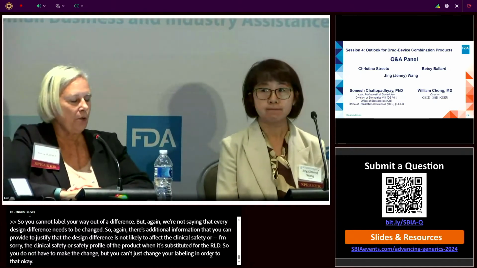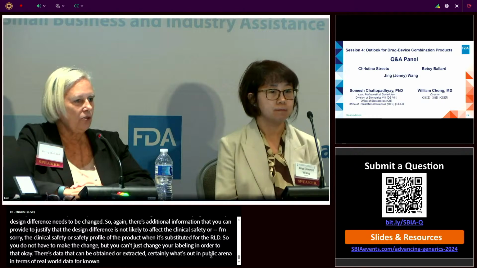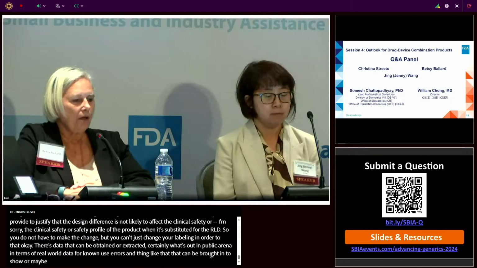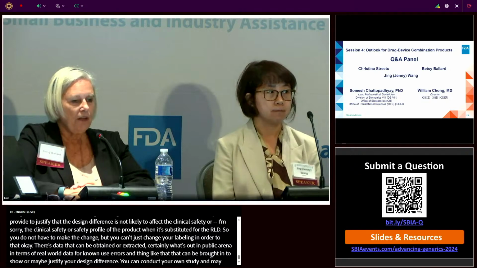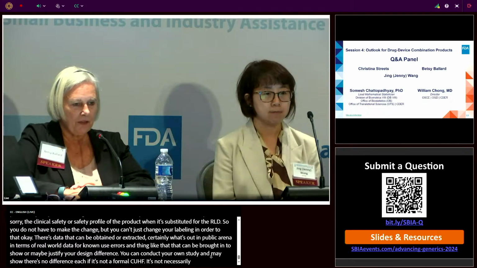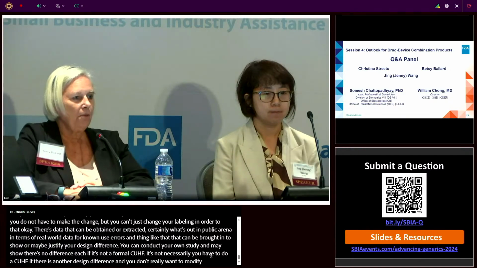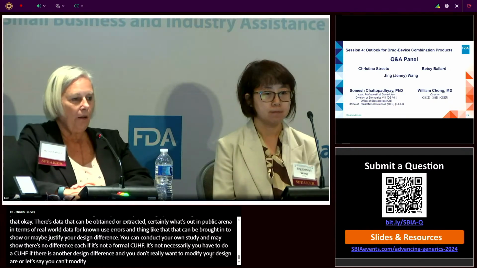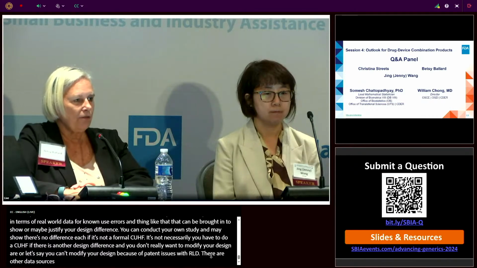There's certainly data that can be obtained and extracted from other areas, such as what's out in the public arena in terms of real world data for known use errors, which can be brought in to justify your design difference. You can conduct your own study that may show that there's no difference, even if it's not a formal CUHF. So it's not necessarily that you have to do a CUHF if there's an other design difference and you don't want to modify your design, or let's say you can't modify your design because of patent issues with the RLD. There are other data sources that you can use to help justify your design differences.